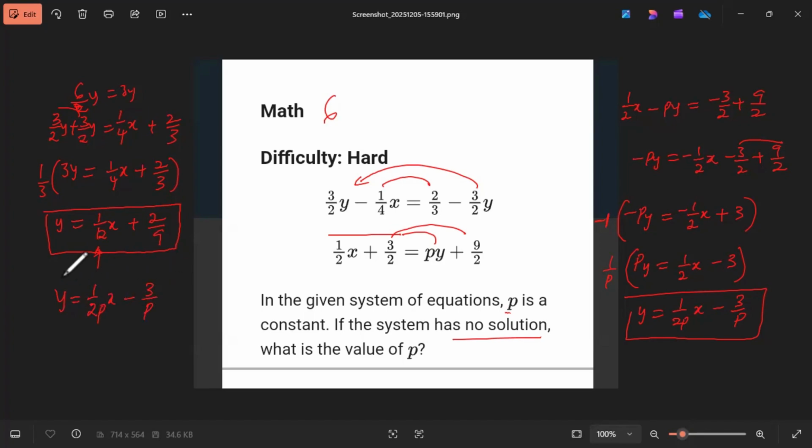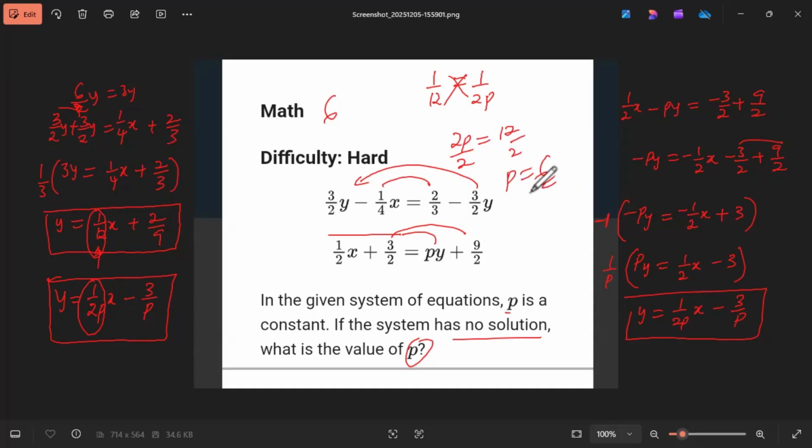Now, for these two guys to have no solution, it means that their slope has to be the same and their y-intercept has to be different. So what is their slope here? 1 over 12 has to be equal to 1 over 2p. And from there, we can get the value of p, isn't it? So you cross multiply, you have 2p equal to 12, and divide everybody by 2. So p has to be equal to 6. So this is the value of the answer.